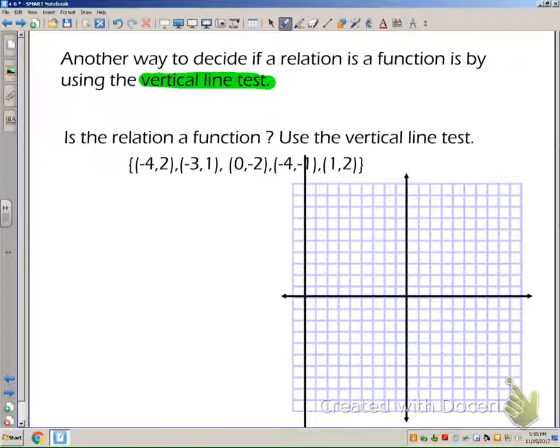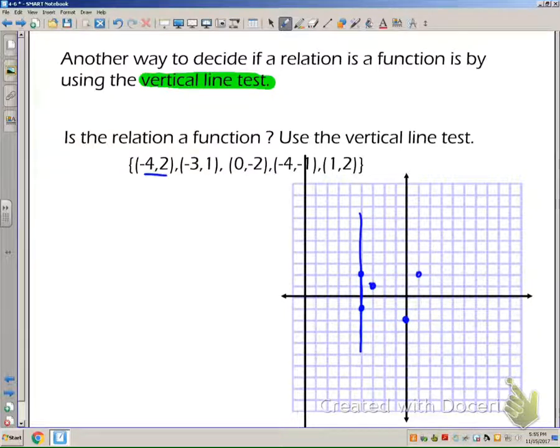Okay. Another way to decide if a relation is a function is by using the vertical line test, which we've already talked about. So we can go ahead and plot these ordered pairs, go over -4, 1, 2, 3, 4, up 1, 2, put a point. Over -3, up 1, over 0, down to -2, go over -4, and down to -1. So I can already see right now that it's going to fail the vertical line test because right here, it passes through 2 separate points.